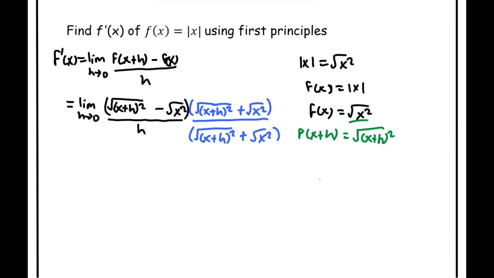The other way of doing it is using the understanding of the difference of two squares. If we have a minus b and a plus b, this is a squared minus b squared. This is the difference of two squares.